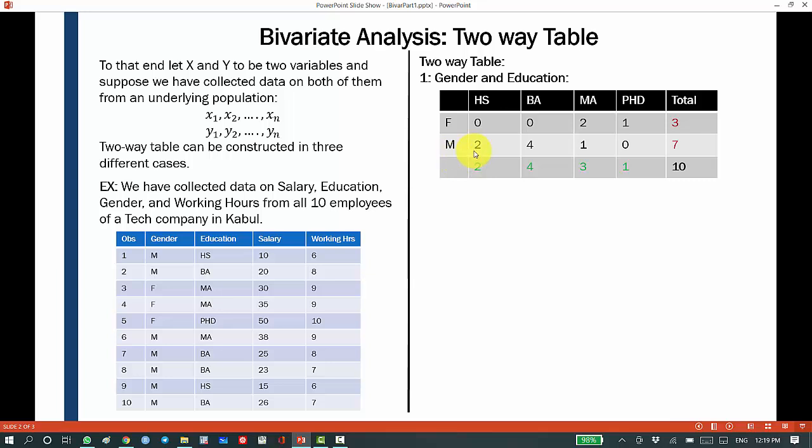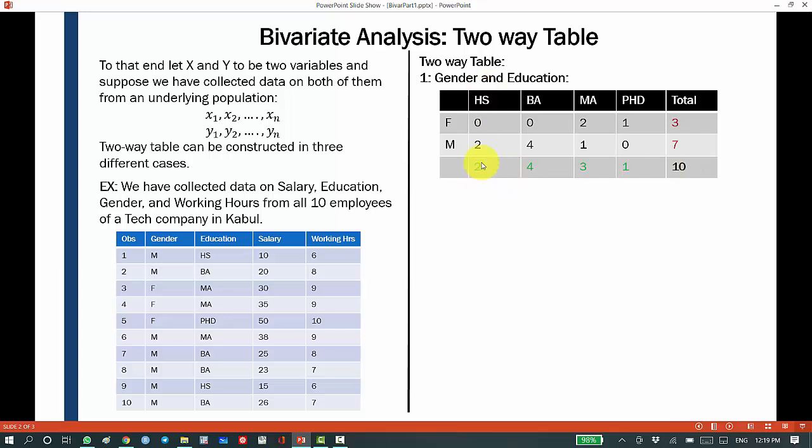Likewise, we count the number of males with high school, bachelor, master's and PhD. Looking at the data on this table, we see that we have two males with high school, four males with bachelor's, one male with master's, and no male with PhD. In total, we have 7 males. Of course, 7 and 3 is 10, which is the total number of observations.